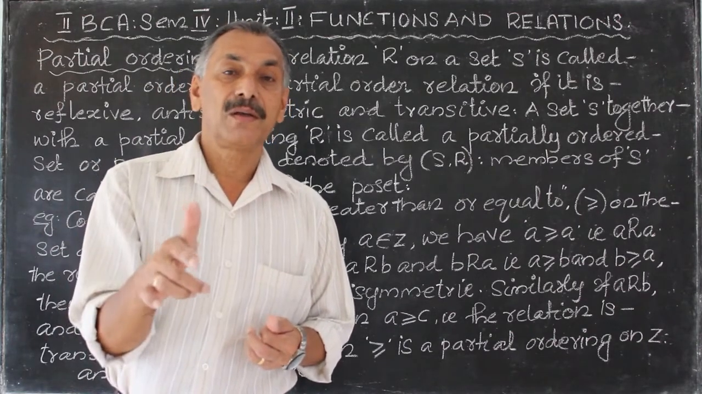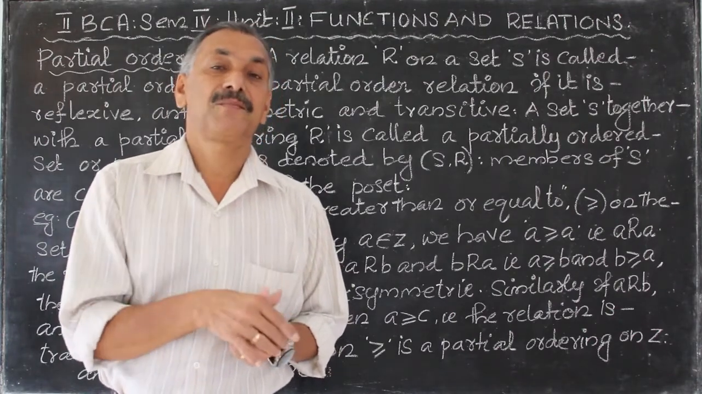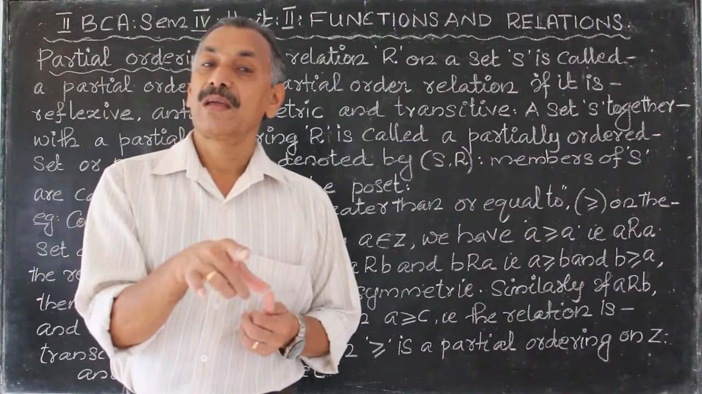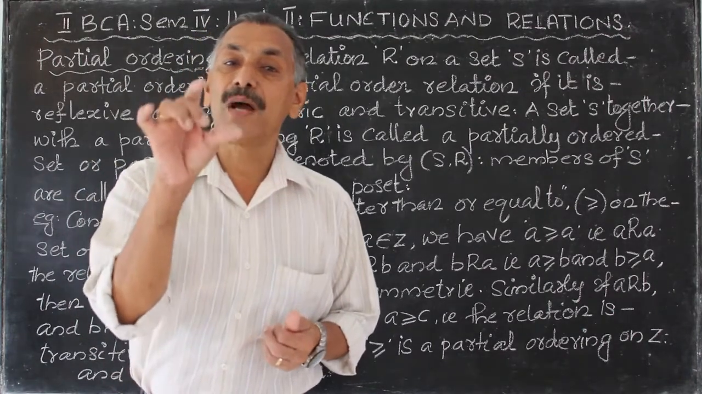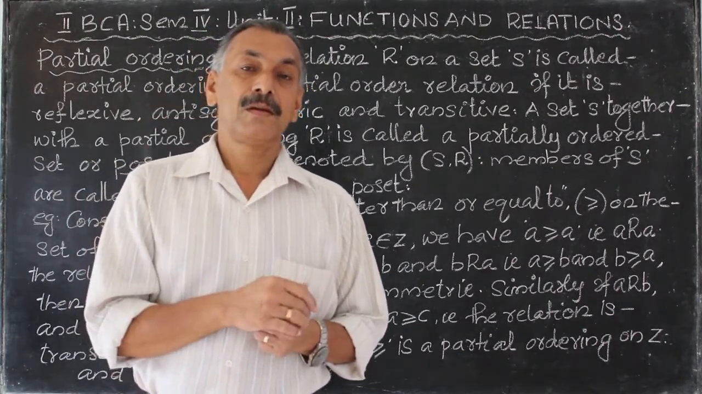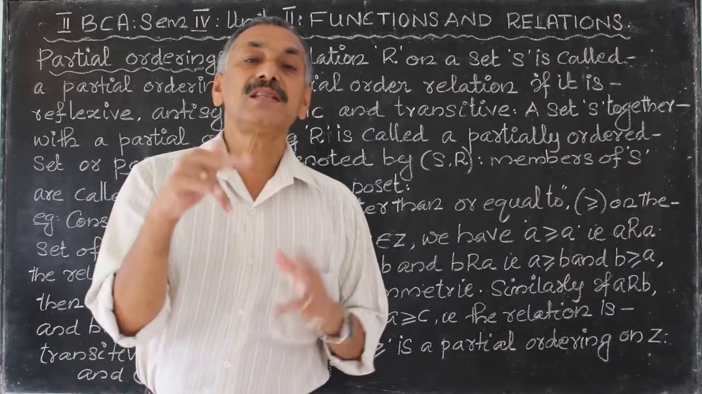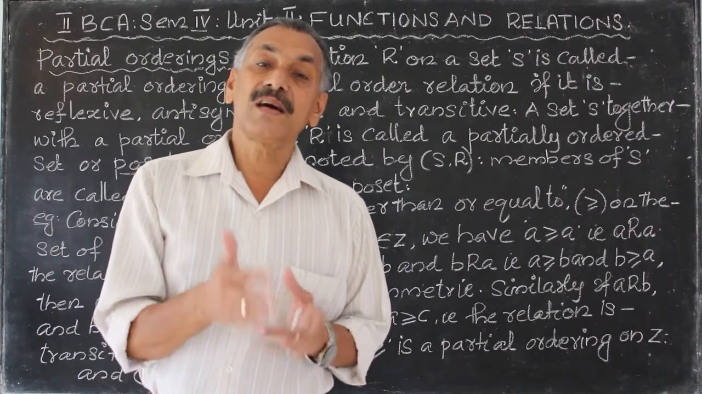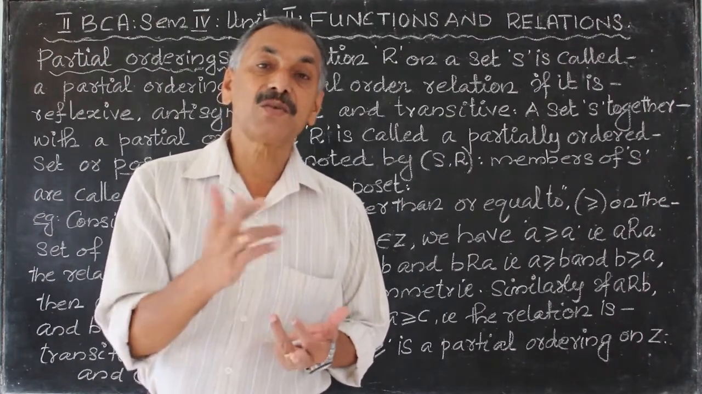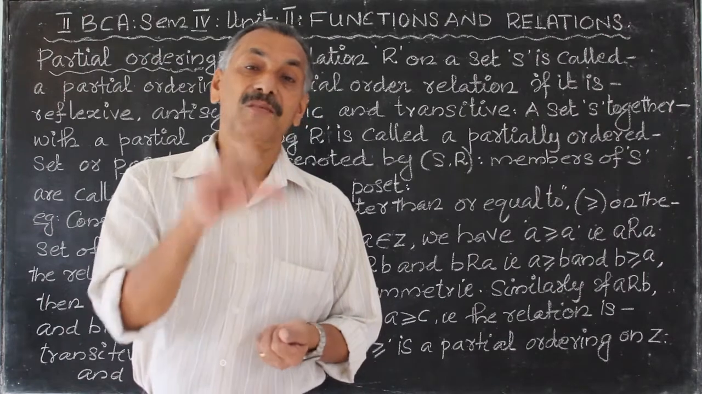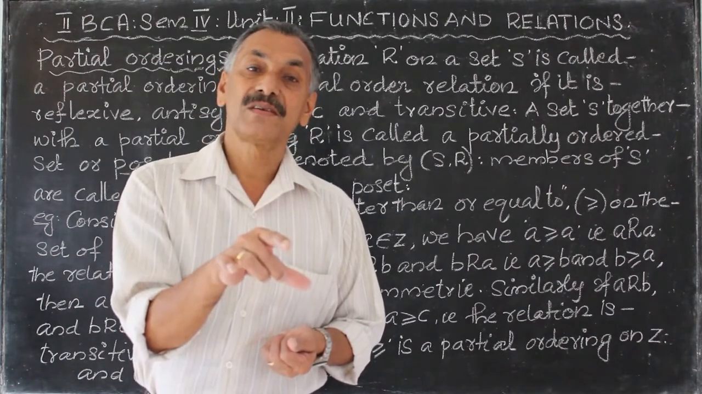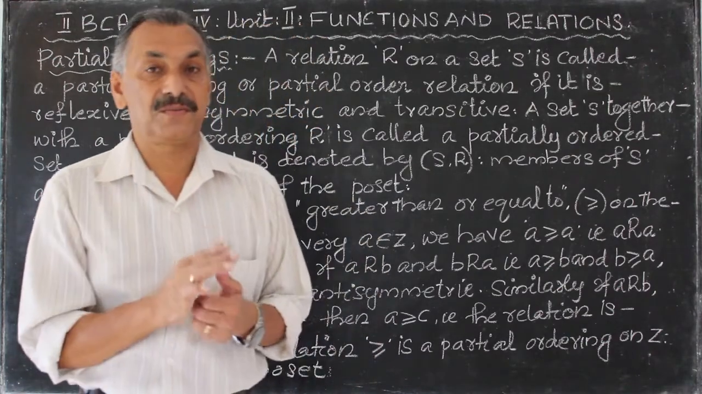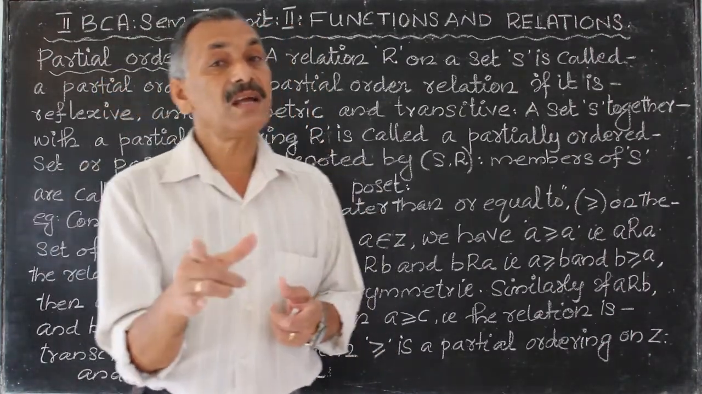a divides b means b is a multiple of a, and b can be divided completely by a. If we consider the relation divides on a set of integers, then for any integer a, a divides a, since a is equal to 1 into a. Every integer is a multiple of itself. So a is equal to 1 into a, that is a divides a. The relation is reflexive.